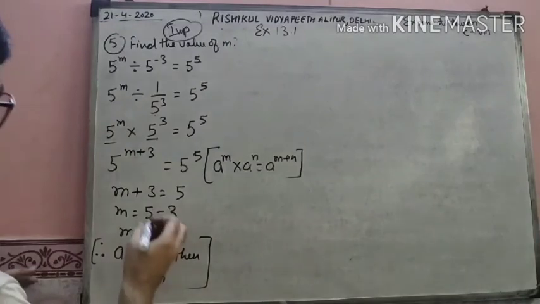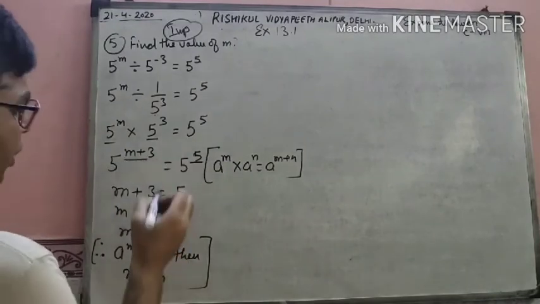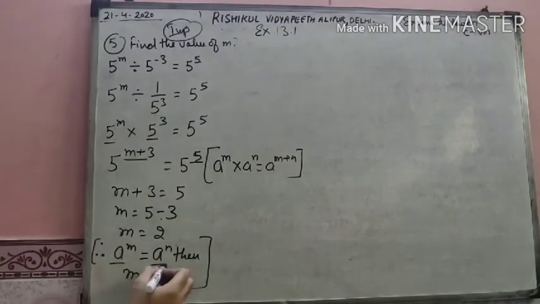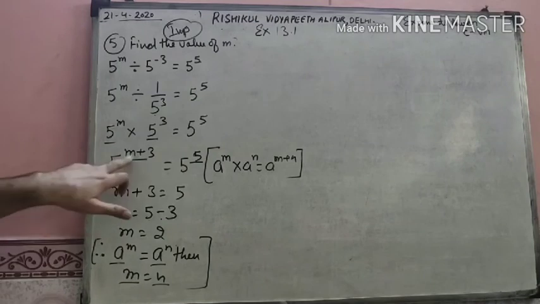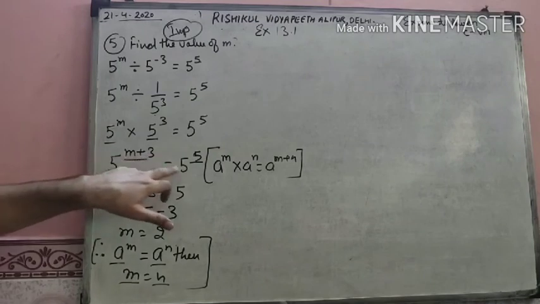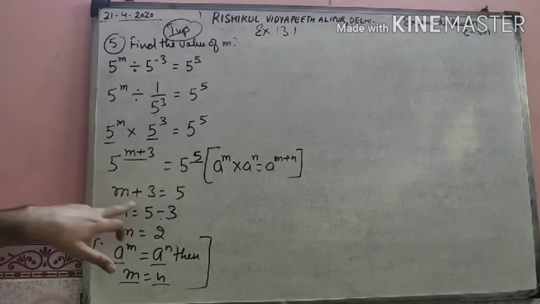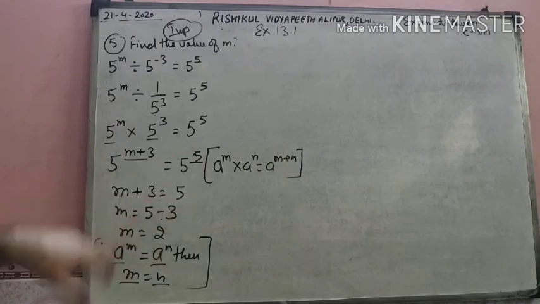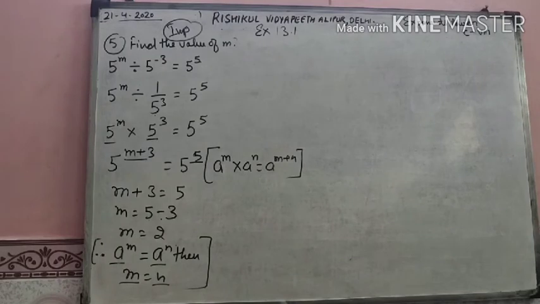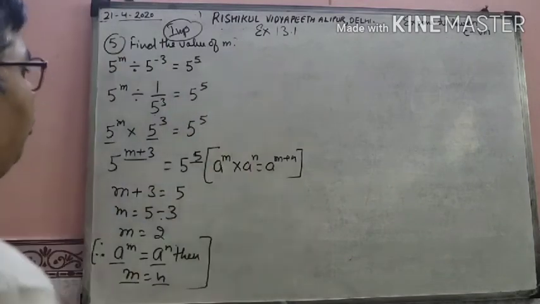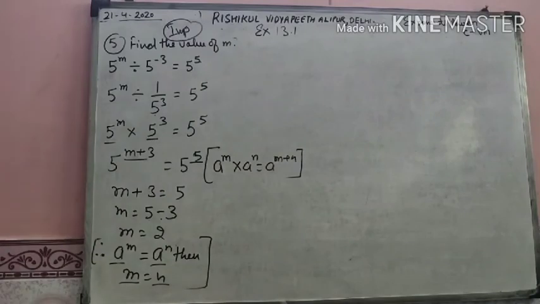In the same way I have written this. Now when the bases are equal, the powers should be equal, so we will equalize them. m plus 3 is equal to 5. The result is m is equal to 2. So in this case we find the value of m. I am again repeating, this is one of the most important questions that will be asked in your examination.